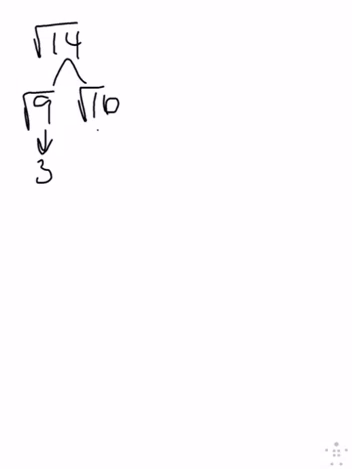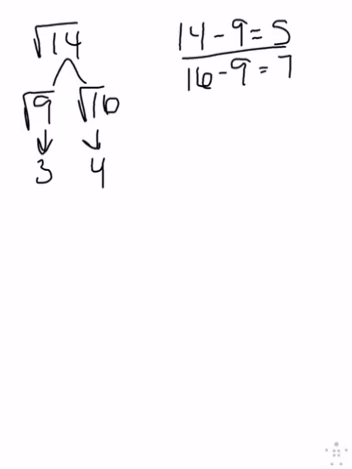Number 22. The square root of 14, I break it down into the square root of 9 and the square root of 16, which is 3 and 4. I set up my fraction, 14 minus 9, which is 5, and 16 minus 9, which is 7. My answer is 3 and 5/7, but I need a decimal. 7 can't go into 5, so I add a decimal and a 0.